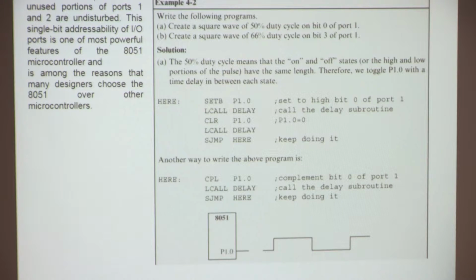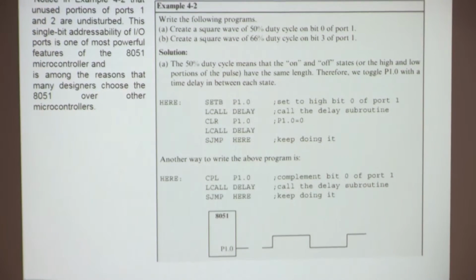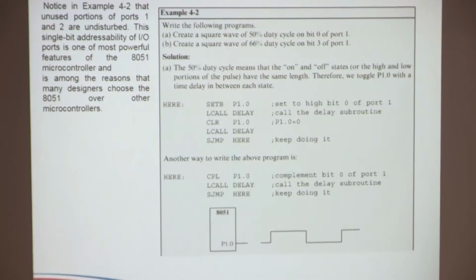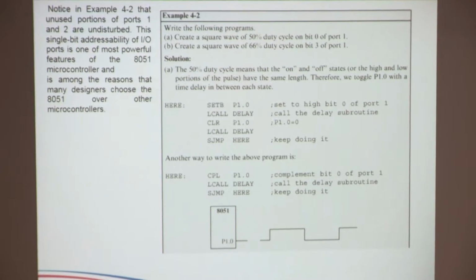As another example, they want us to write a program to create a square wave of 50% duty cycle on bit 0 of port 1. And we must also create a square wave of 66% duty cycle on bit 3 of port 1. Now, once again, you have to know what does duty cycle mean? You remember something about duty cycle?